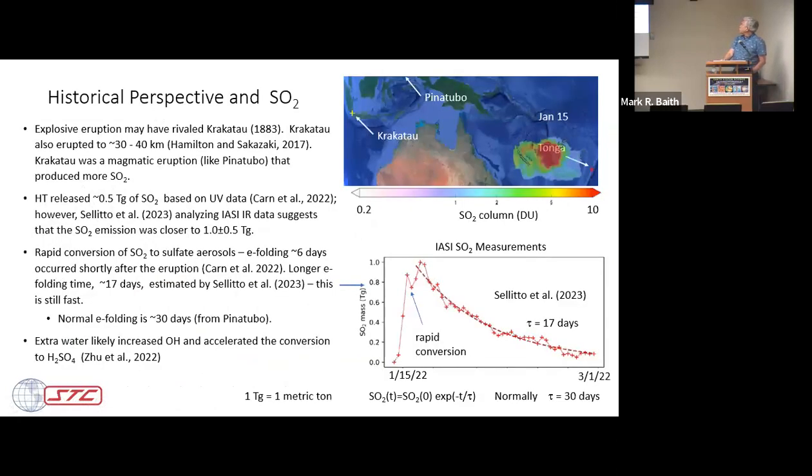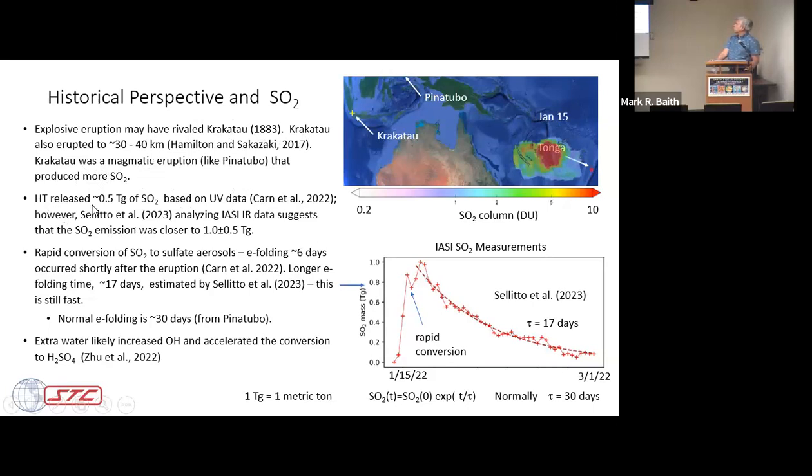So a little more about the eruption. Let's do a little historical perspective. So Krakatau was the biggest eruption before Hunga-Tonga, the previous eruption. And it erupted at 30 to 40 kilometers. There's a very nice paper by Hamilton and Sakazaki, 2017, documenting what was observed in the tropics associated with Krakatau. It was a magmatic eruption. It produced a lot more SO2, they think, based on the sunsets and visible sunset information.